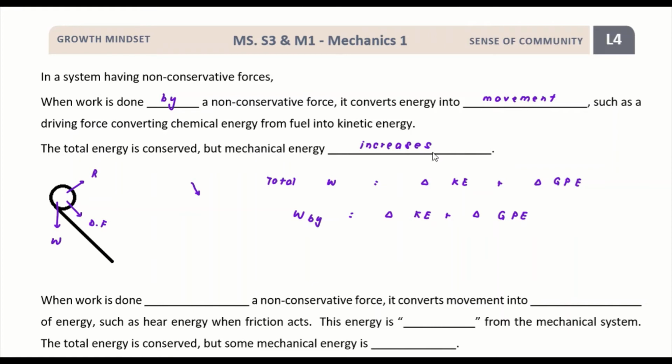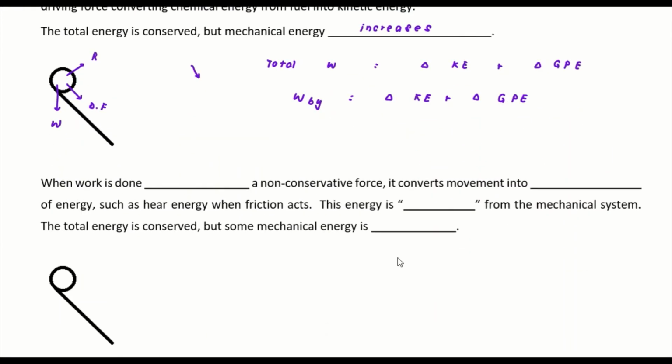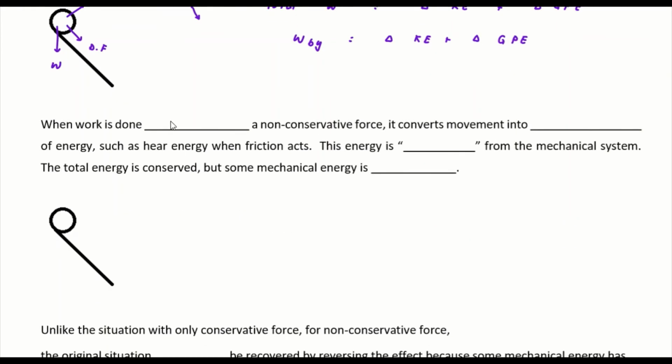Okay, so now let's look at the other case. Let's say there's work done against a non-conservative force. The same thing, this object is slipping down, so we have the weight, then we have the normal reaction, but in this case we have maybe the friction opposing the direction here.